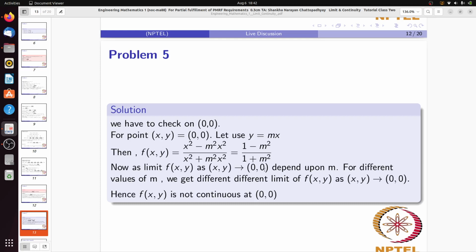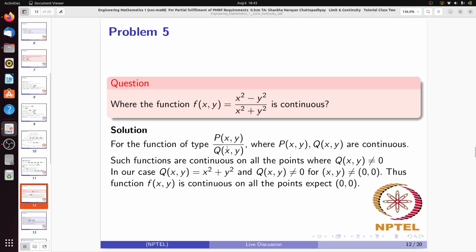So here the uniqueness of the limit is not achieved. So we say that for different values of m, we get different limits of f(x,y) as (x,y) tends to (0,0), and hence f(x,y) is not continuous at (0,0), because this limit actually depends upon the value of m. Okay, so we see that this function is continuous everywhere in R2 except the point (0,0).